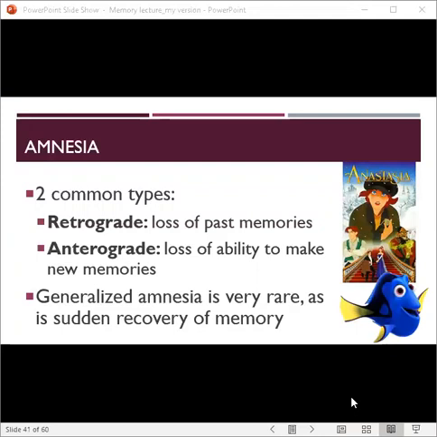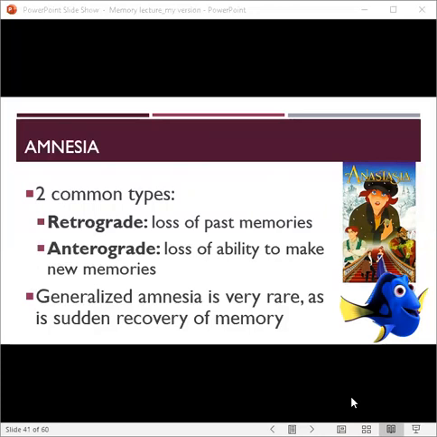So one popular movie that shows an example of amnesia is Anastasia. It's the story of a young girl, presumably the Grand Duchess of Russia, who wakes up one morning and, there's a traumatic experience in the movie, and after that she doesn't have any of her earlier memories. She can make new memories, so she is an example of retrograde amnesia.